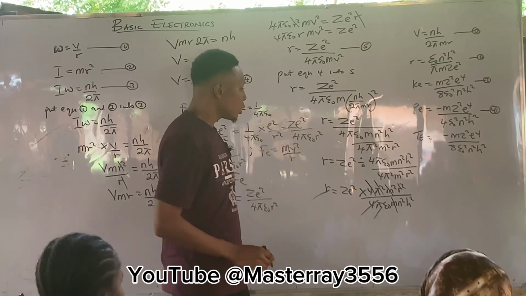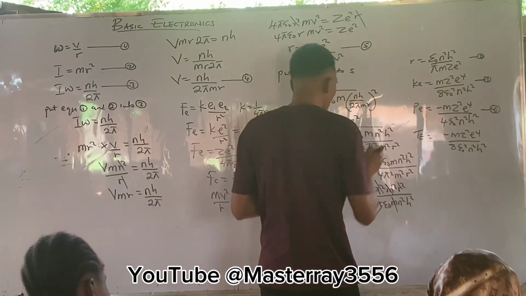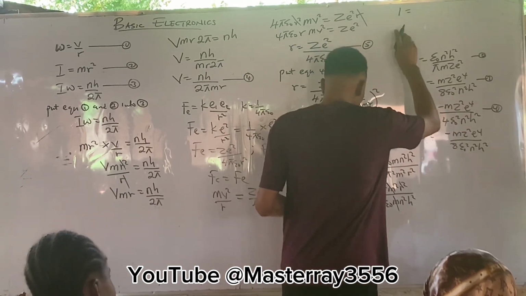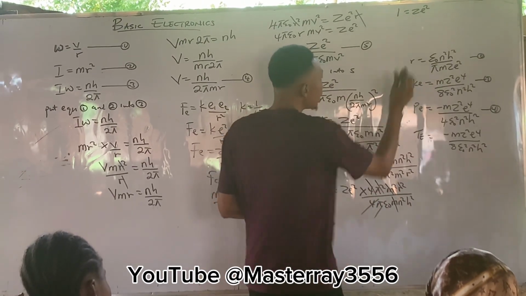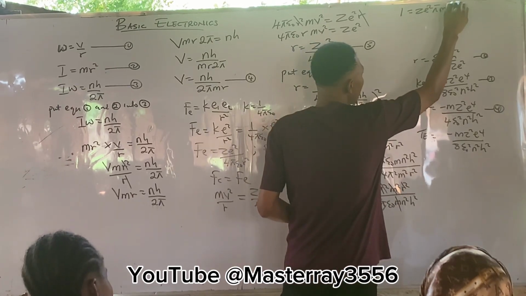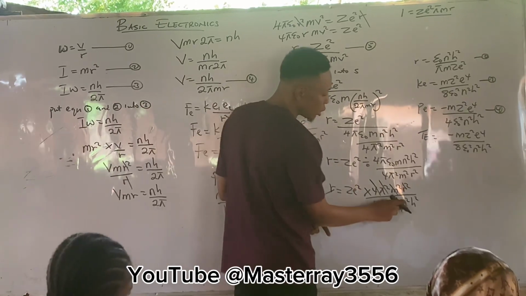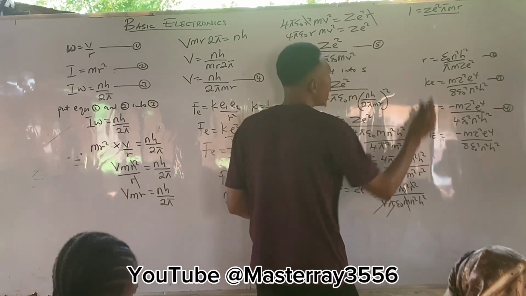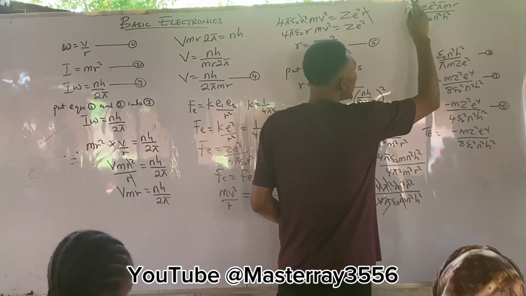What are we left with on this side? 1. So at the end of it, you are going to have 1 equals Z², then we are left with π, then mr all over what? What's left here? n². We have ε₀n²h². What will you do there?